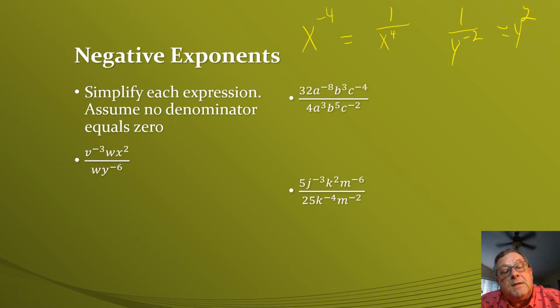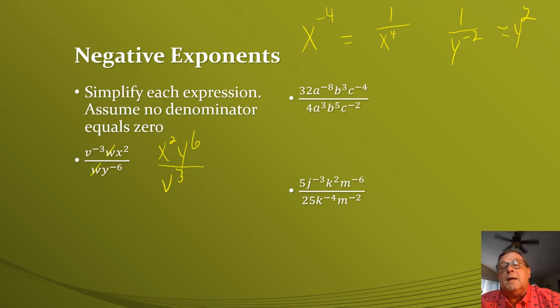Well, let's see. I can see that the w's are going to cancel, so I'll go ahead and take care of that. All right, so this v to the negative third is going to put that variable v down in the denominator. And y, which is in the denominator, to the negative sixth power, is going to throw it up to the numerator. And so when we simplify this, we're going to have x squared y to the sixth over v cubed. See that?